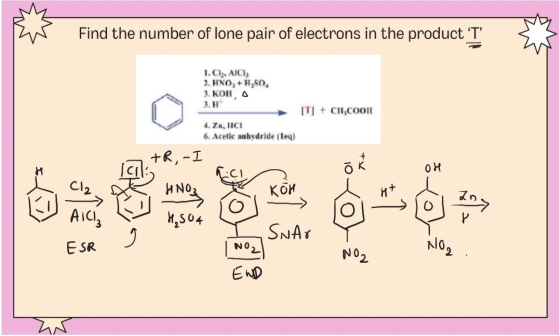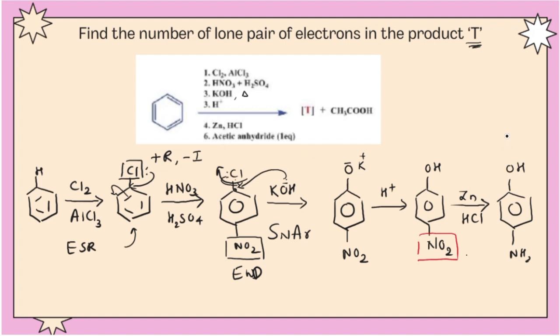Then this is treated with zinc HCl. So this is a reduction. So which group will undergo reduction here? Nitro. Nitro is susceptible to reduction and it's going to reduce to an amine group. That is, para-aminophenol will be the product.